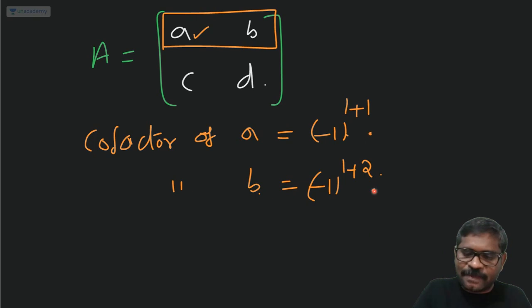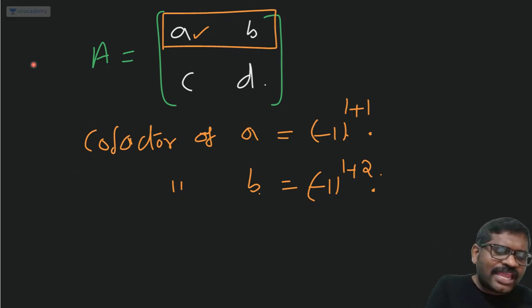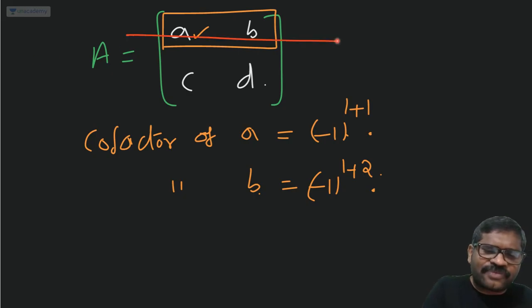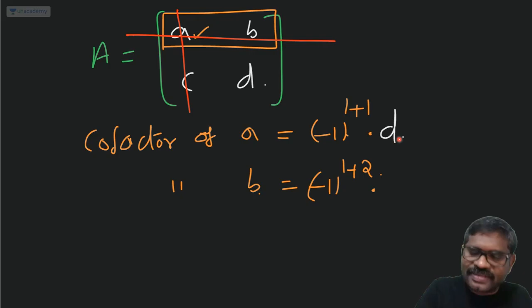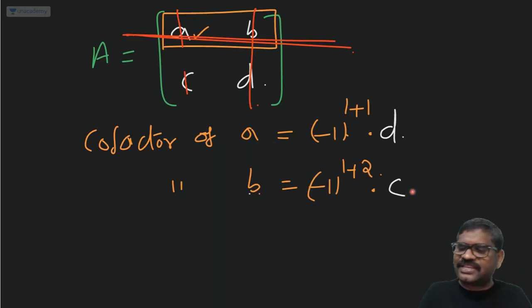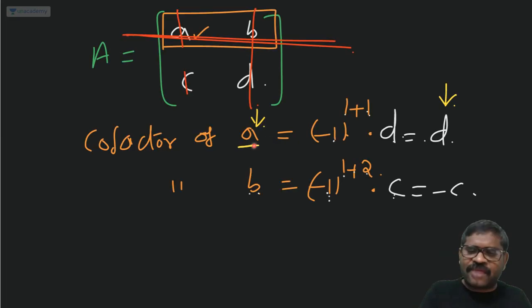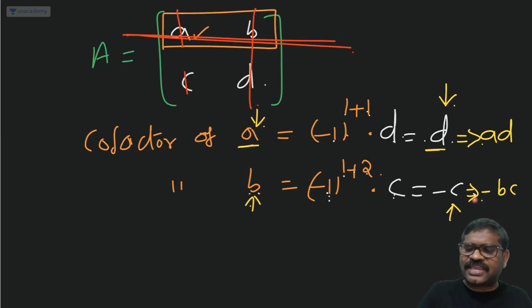Multiply with its minor. Observe, A is in first row, first column. Eliminate first row, first column. What is left? D is left. Write D here. B is in first row, second column. Eliminate first row. What is left? C is left. Now, cofactor of B multiplied with B is minus BC.